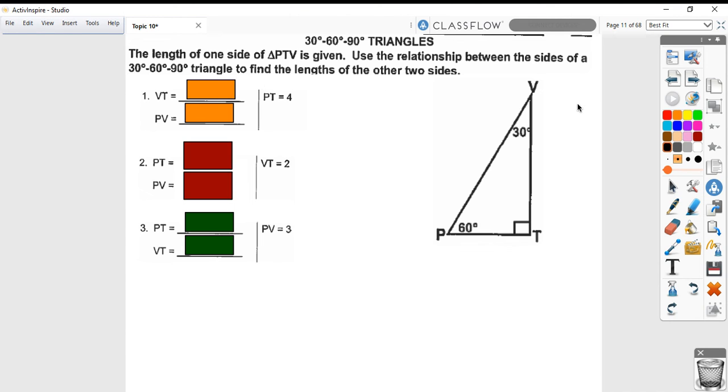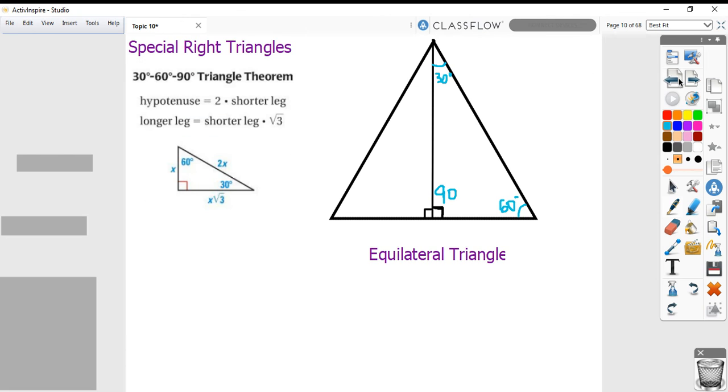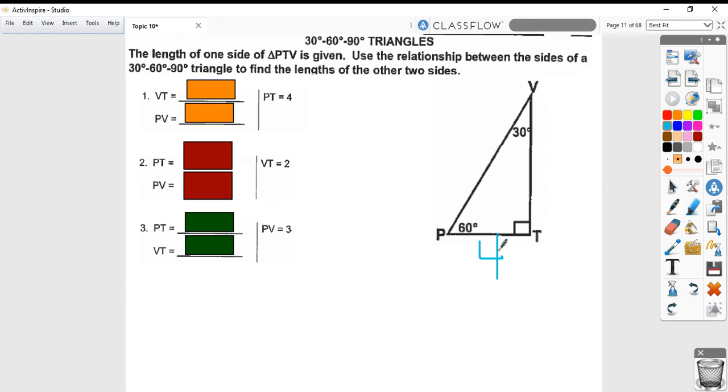Look at this. It tells us that this is a 30, 60, 90 triangle, and it gives us one of the side lengths. We have to find the other side lengths. So this time it tells us that PT is 4. Well, that would be this side right over here. That's 4. And we know from this previous slide that the hypotenuse is twice as long as the shorter leg. So that's the short leg, and the hypotenuse is twice as much. So PV must be 8.